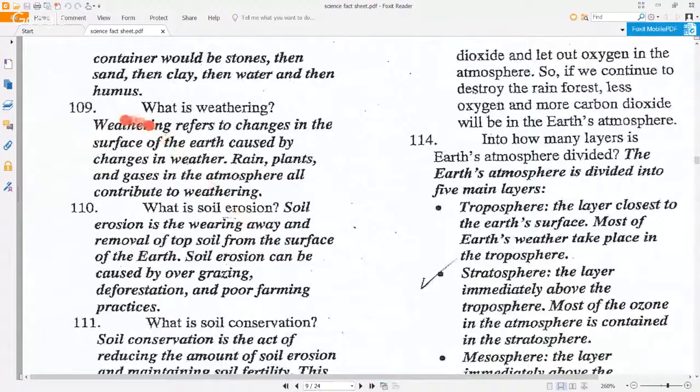What is weathering? Weathering refers to changes in the surface of the earth caused by changes in weather. Rain, plants, and gases in the atmosphere all contribute to weathering. What is soil erosion? Soil erosion is the wearing away and the removal of topsoil from the surface of the earth. Soil erosion can be caused by overgrazing, deforestation, and poor farming practices.